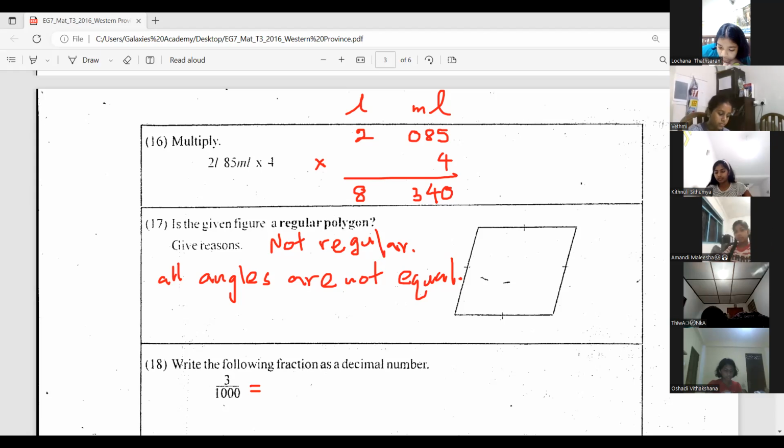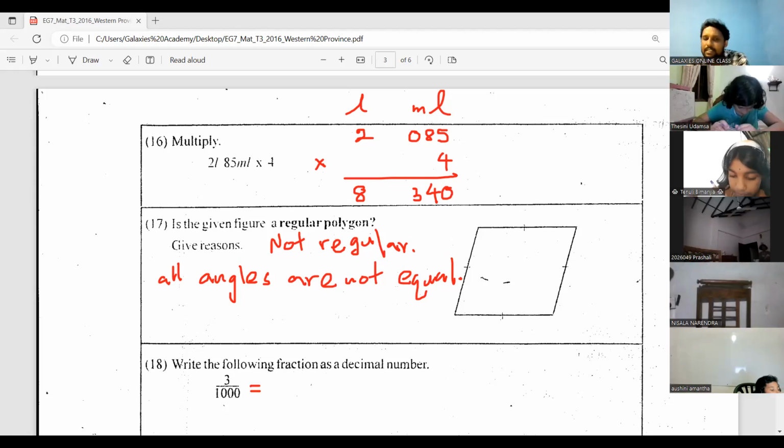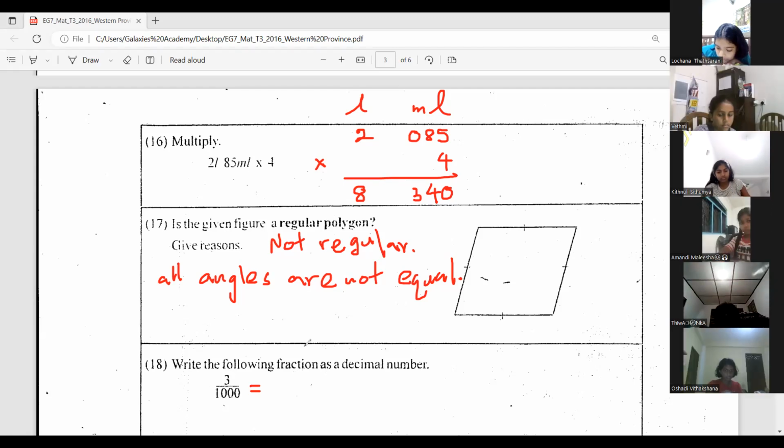How many decimal places do you have to keep for this decimal answer? What is the denominator? 1000, no? 1000 has how many zeros? There are 3 zeros, right? So how many decimal places do you have to keep? 3 decimal places, right?